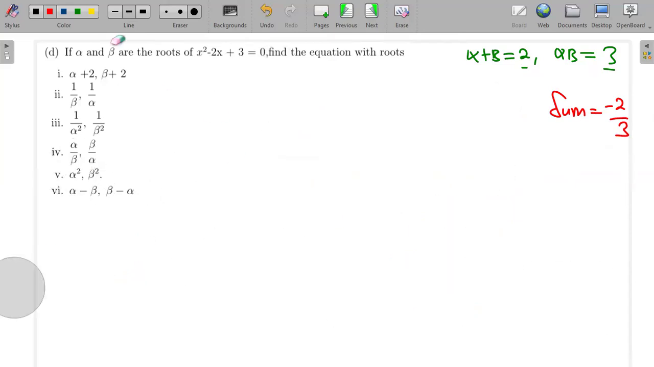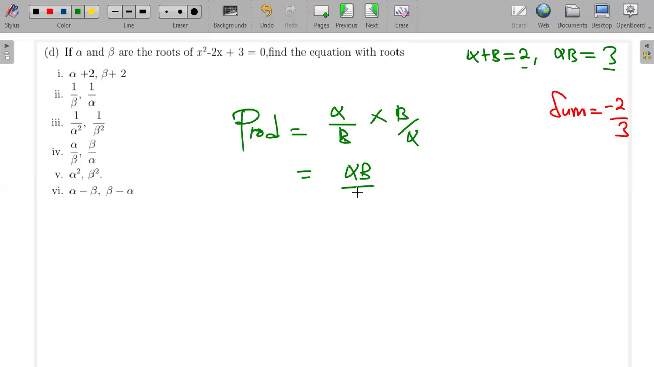Let's find the product. So the product is going to be equal to alpha over beta multiplied by beta over alpha. So the alpha cancels with the alpha, and beta cancels with the beta. So I just get 1. Or if you want, you can multiply alpha and that, alpha beta, divided by beta and that, alpha beta. So we're just going to get 1. So the product is 1.